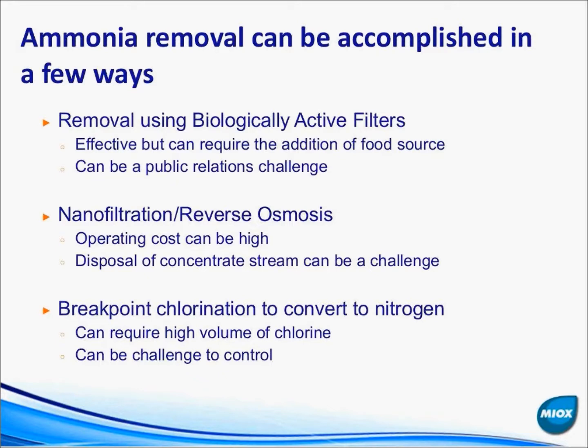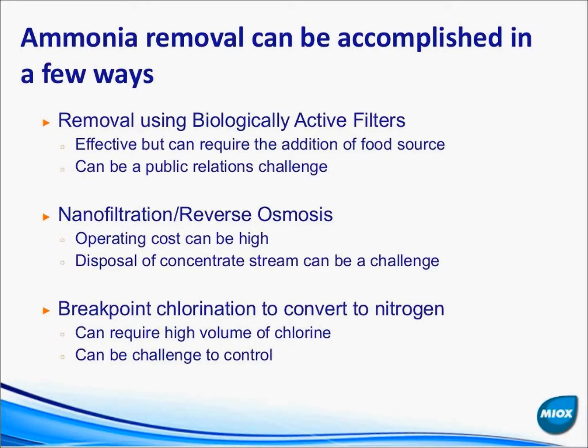Nanofiltration or reverse osmosis can be used. Operating costs can be very high. Normally you're looking in dollars per 1,000 gallons, or I should say at least the high tens of dollars per 1,000 gallons produced, which is very expensive for a municipal water treatment plant. Also, disposal of the concentrate stream can be a challenge. Most of you that are familiar with this know that you create a high ionic strength waste stream with either one of these two processes, and in many cases the wastewater treatment plant can't take that as a waste product, and so something else needs to be done with it in order to dispose of it.